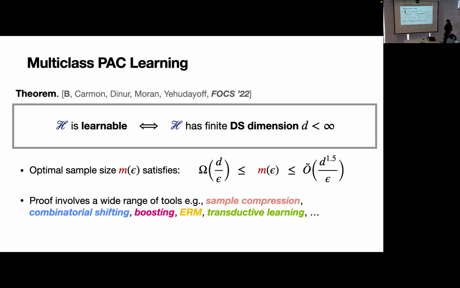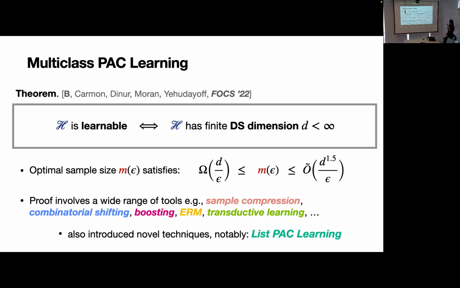So I'm not going to talk about the proof. I will just say that the proof has many different components. It uses many tools from both learning theory and combinatorics: sample compression, shifting, boosting, ERM, transductive learning. These are all classical tools that we use in the proof in a non-trivial way. But we also have a novel technique that we define in this work that I do want to describe because it will also be useful for the next part of the talk. We call this technique list PAC learning. So I'll describe that now and how it's used in the proof.